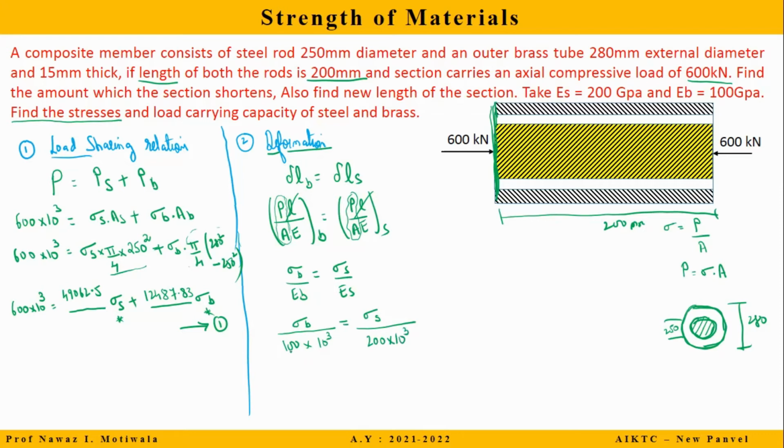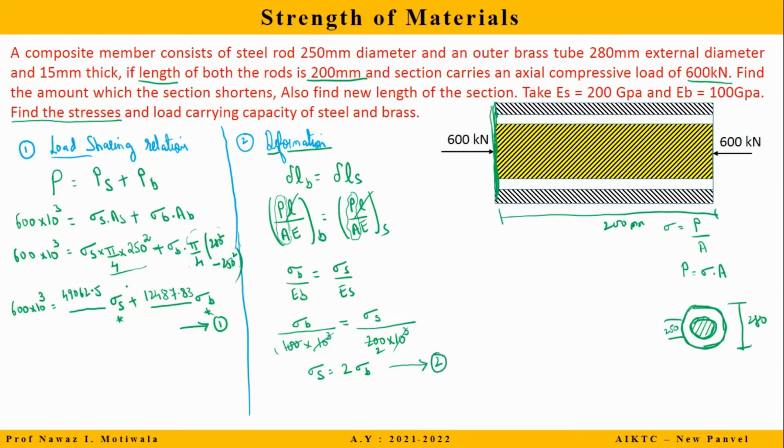If I just do the basic calculations, 100 into 1 and 100 into 2, just first multiply, and this 10 raised to 3 will get cancelled. So I will get sigma S is equal to 2 times sigma B. So I got one more relation: sigma S is equal to 2 times sigma B. Let this be equation number 2.